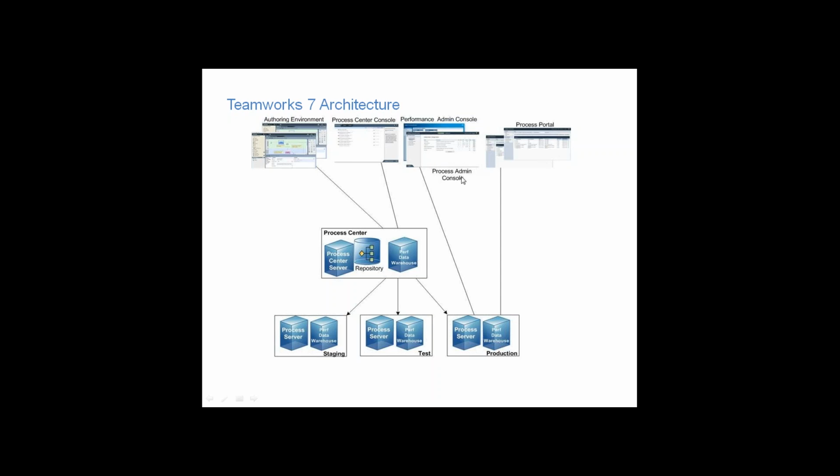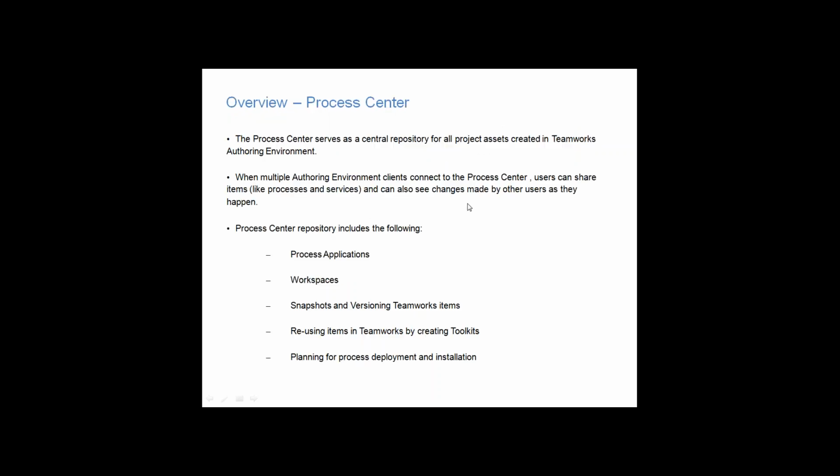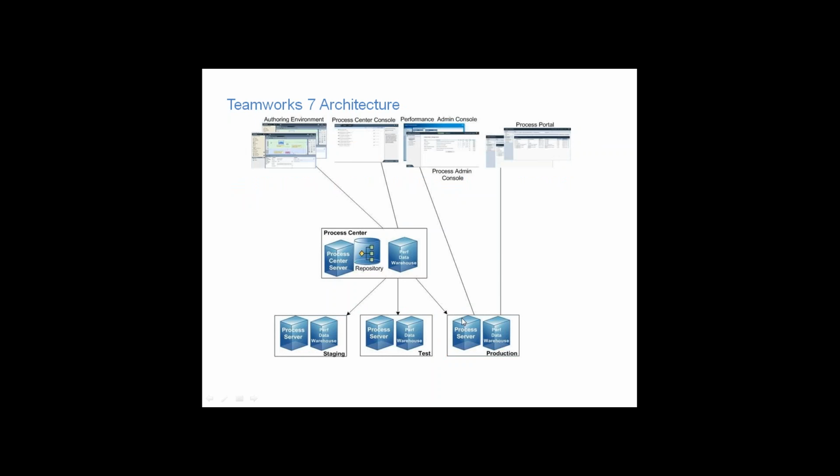The process admin console is meant for platform support or the BPM support team, who will take care of all the admin related jobs from this process center admin console. So the process admin console is something related to my process server, whereas the performance admin console is related to the performance data warehouse.